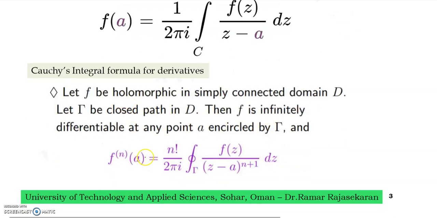Now, the second formula is nothing but the Cauchy's integral formula for derivatives. That is, the derivative at a is equal to n factorial divided by 2 pi i integral over gamma f of z by z minus a to the power n plus 1 dz. Okay.